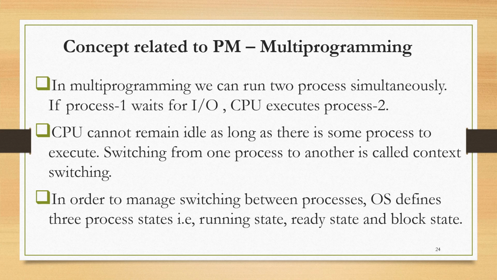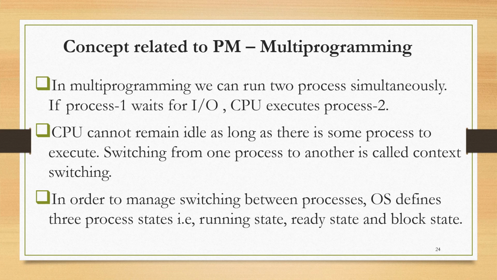So in multiprogramming, we can run two processes simultaneously. If process 1 waits for IO, the CPU executes process 2. So one program is waiting for IO. It is not ready, so it's waiting for that. The CPU cannot be kept idle. The CPU will take the next process for execution. The CPU cannot remain idle as long as there is some process to execute.